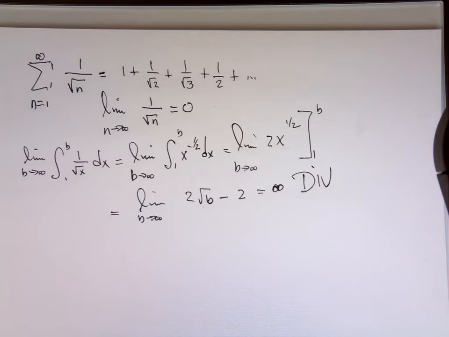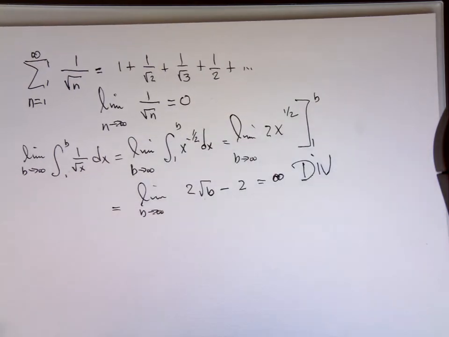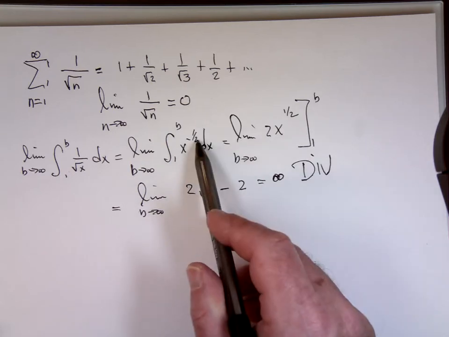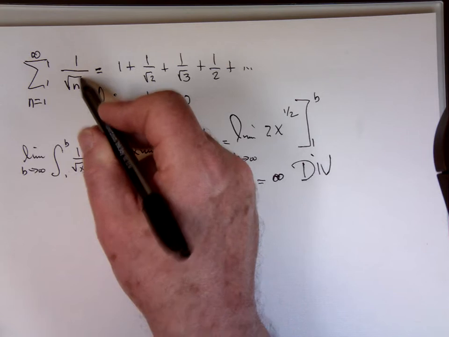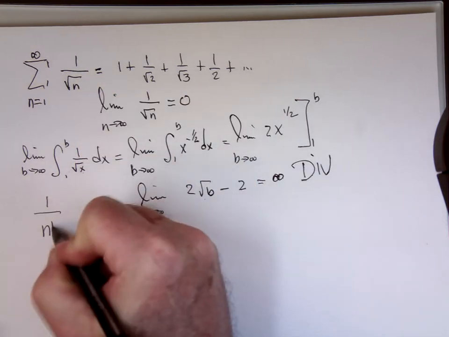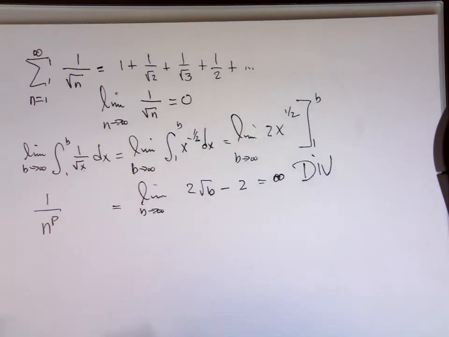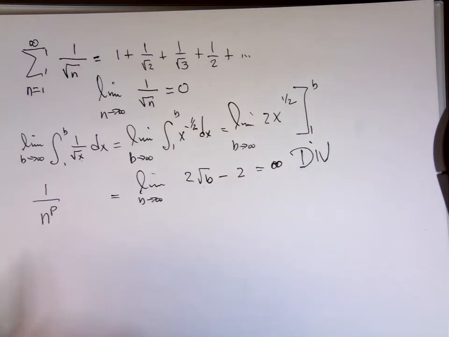But we knew that from the P series. What happens if P is negative? Is it a negative in this one? Well, P is actually 1/2. You're right, it's 1 over n to the P. P here is 1/2. It's in the denominator. Yes, it has to be negative in the denominator. Let's make a negative in the denominator.